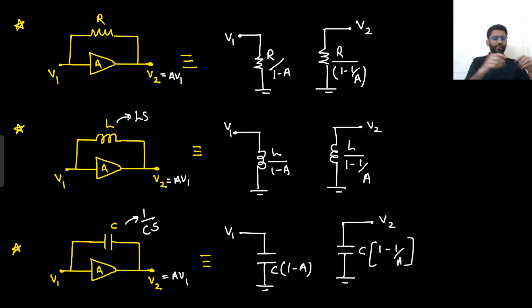So from V1 to ground, you could see C into 1 minus A. From V2 to ground, this would be C into 1 minus 1 by A. And this is very, very important. It will be highly used when we study the frequency response. When we study the frequency response, this is very important, and this is also important.